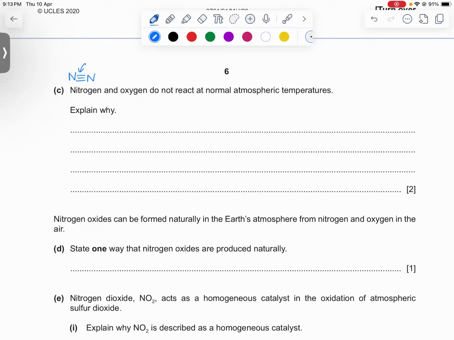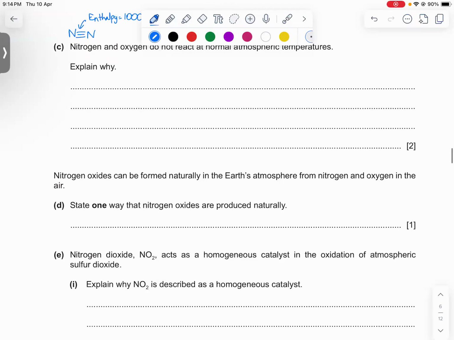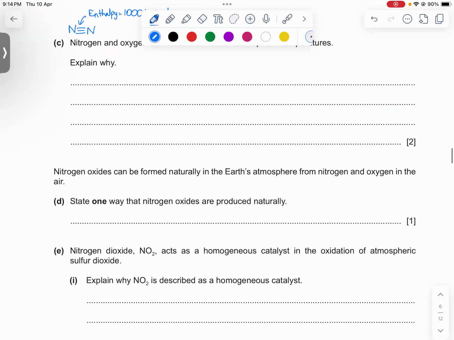The bond enthalpy of this triple bond is approximately 1,000 kilojoules per mole. Do you understand what that means? It means that 1,000 kilojoules of energy is required to break this bond, and any reaction only begins after its old bonds are broken. So every reaction requires old bonds to be broken. Because this old bond needs so much energy to break, at room temperature that much energy is not available. Therefore, the reaction does not take place. So we have to answer it this way.